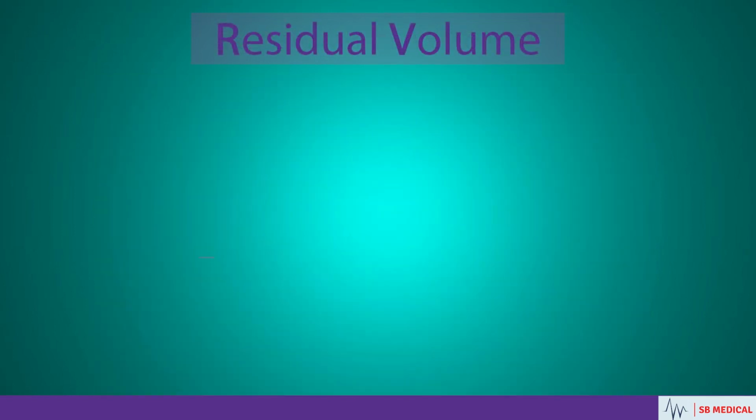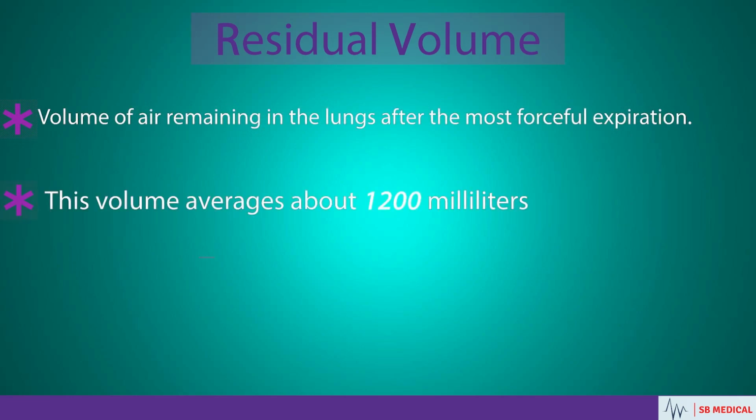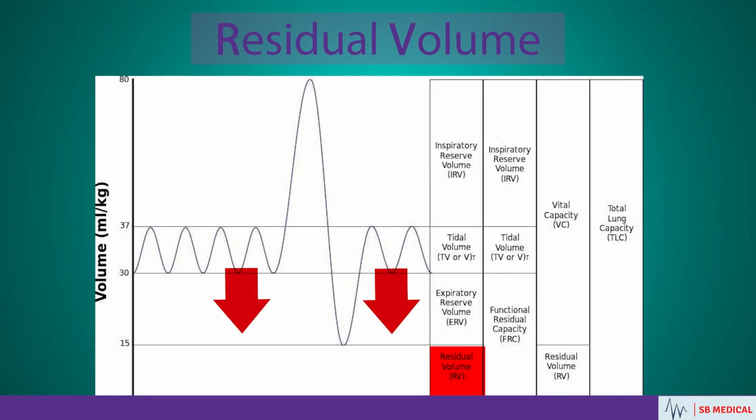Residual volume is the volume of air remaining in the lungs after the most forceful expiration. This volume averages about 1,200 milliliters. Residual volume is shown by 2 arrows in this diagram.